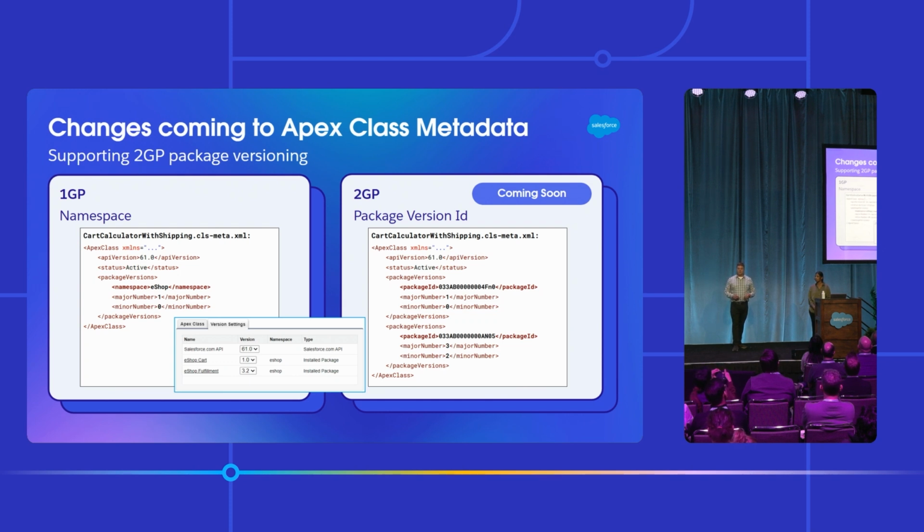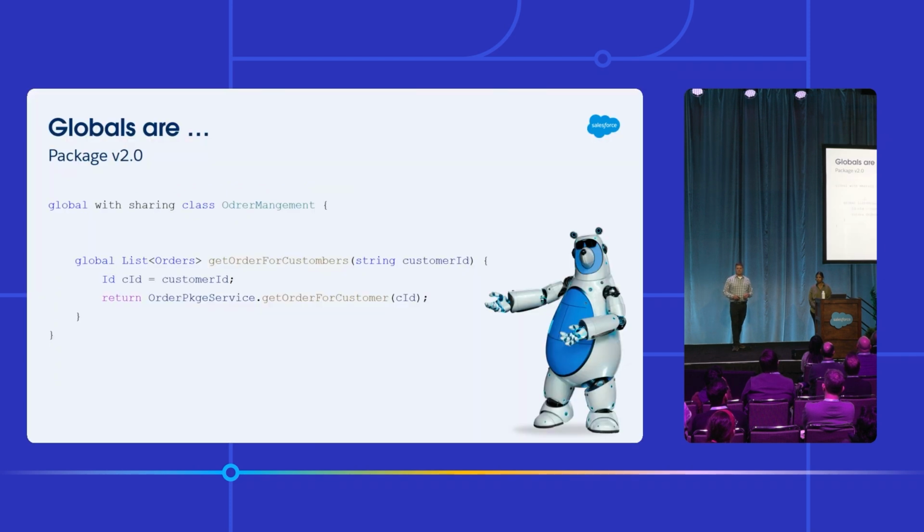So to address that, when second generation packaging rolls out as a migration for your first generation packages, we're going to adopt a new format which allows you to specify the package ID instead of the namespace. And that will again restore that unique one-to-one mapping. If you look at it through the setup UI, you'll still see the namespace. It's still doing the same thing, but it just makes that mapping a lot more, well, exact, which is what you need for when you're tracking those dependencies.